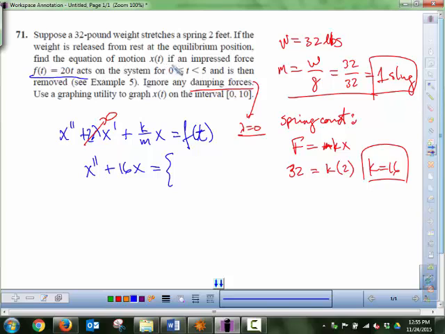Find the equation of the motion x if an impressed force f of t acts on the system from 0 to 5. So we have an external force, 20t, that's acting on this system when t goes from 0 to 5, and then after that it turns off and is removed. Now it's just going to be up to the regular motion of the spring. This happens when t is bigger than 5.